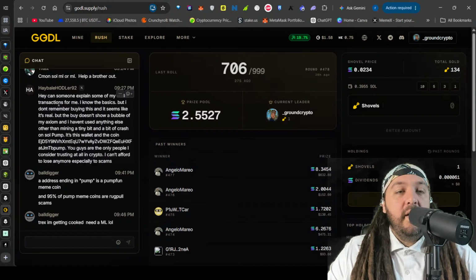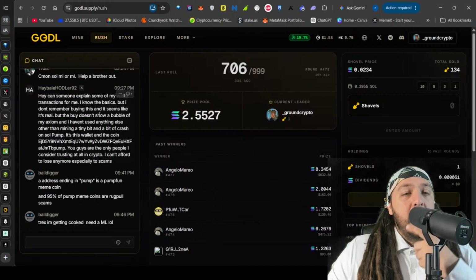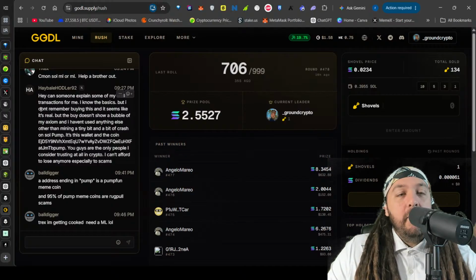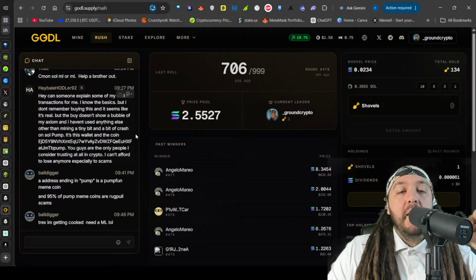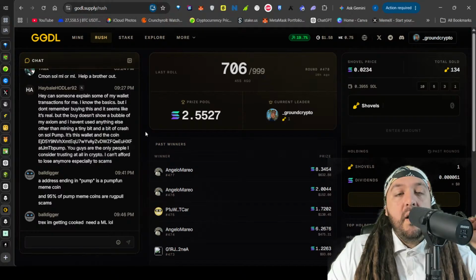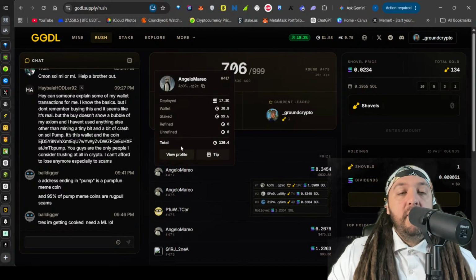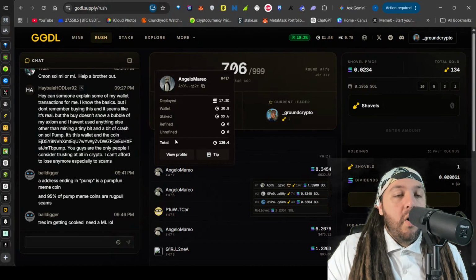Whoa, this looks like some kind of scammer here. But I don't remember buying this, and it seems like it's real. But the buy doesn't show a bubble of Axiom, and I haven't used anything else other than mining a tiny bit and a bit of Crash on Soul Pump. It's this wallet, and the coin is this. You guys are the only people I consider trusting in crypto I can afford. Okay.